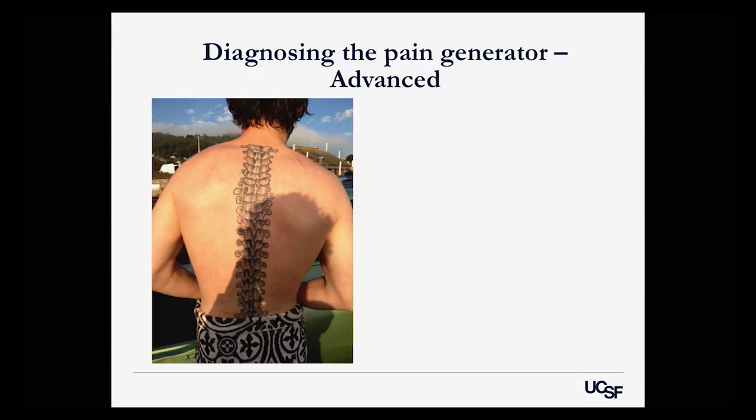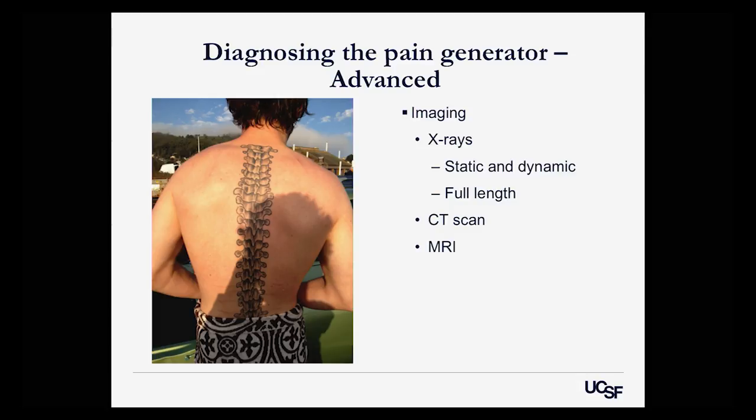Moving on to more advanced diagnostics, we have to remember that our patients don't come like this. So we need more advanced methods of looking inside the body to see where the problems are. And these are things that Dr. Shah has mentioned: imaging modalities, x-rays, static and dynamic x-rays. And I hope I've convinced you that full-length x-rays are important for all patients that have back pain to look for a spinal deformity. CT scan is great for looking at bone, and MRI scan is really the gold standard for looking at the disc and the nerves.